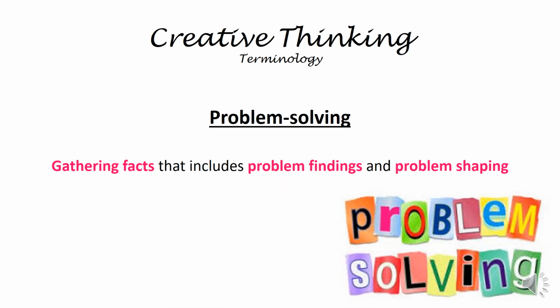When we go into problem solving, which is what this chapter really is about, it means that we are going to now define our problem. Once we've identified that we have a problem, we need to gather facts that will include problem finding and problem shaping. Right. So we need to identify the problem. We need to know and understand what the problem is. And then we obviously have to come up with different solutions that we think will solve our problem.